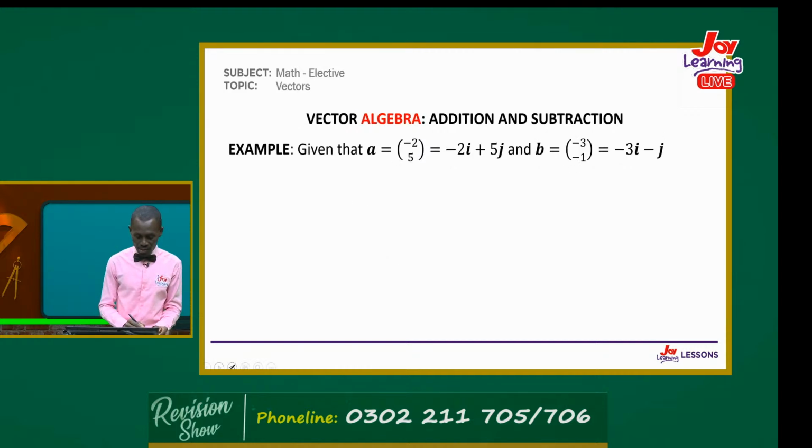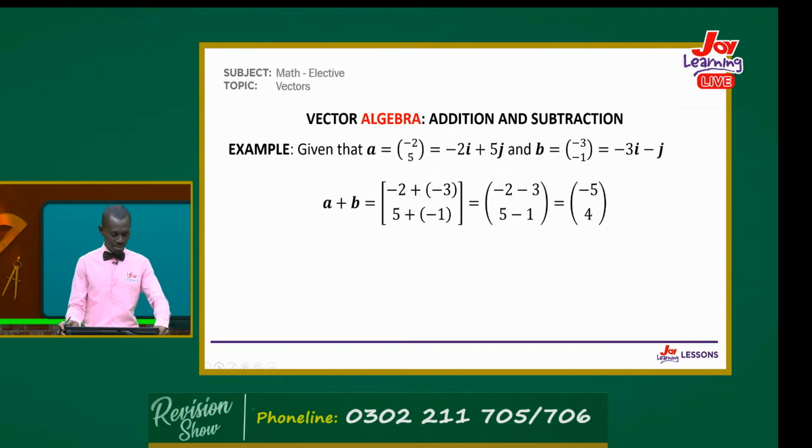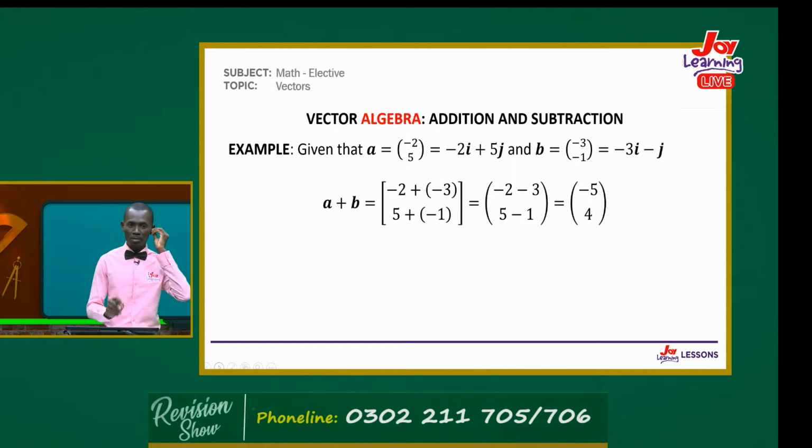So let's take an example. We have vector a as negative 2, 5, and vector b as negative 3, negative 1. If we were going to add them, we simply say negative 2 minus 3, and then 5 minus 1. That is when we have said negative 2 plus negative 3, and 5 plus negative 1. But you know that positive times negative, and negative times positive will give you negative. So you have negative 2 minus 3, and then 5 minus 1. So eventually, a plus b gives us negative 5, 4.